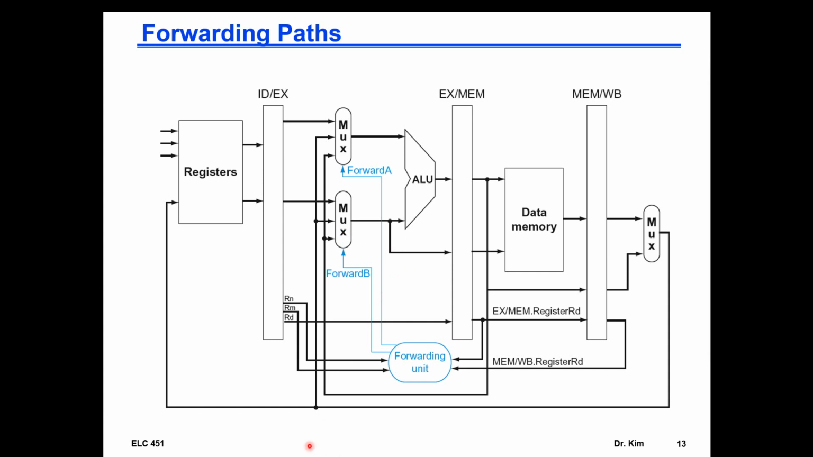So now it should make a lot of sense for you that by looking at these fields and comparing them, what we're doing is detecting if we have a dependency that creates a hazard, and we are computing, in a sense, the need to forward and affecting that forwarding via data steering through controlling these muxes.